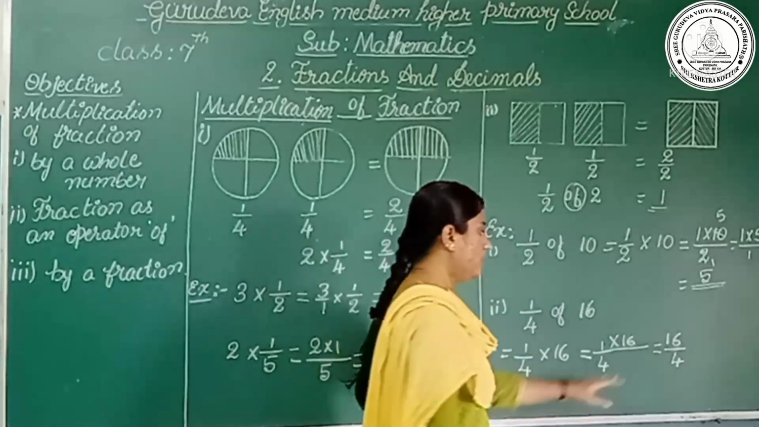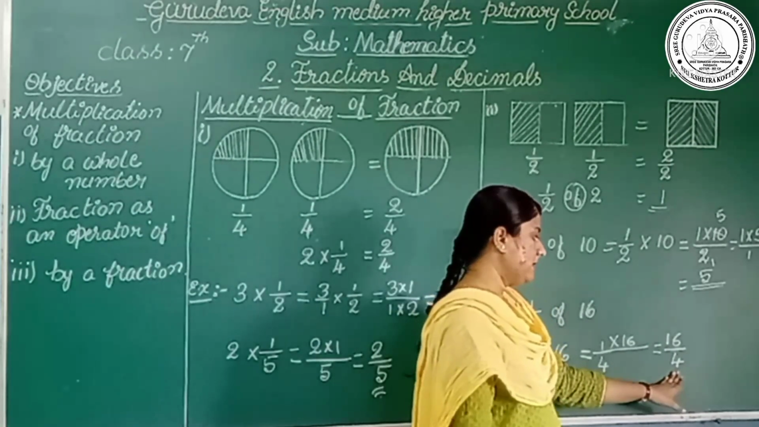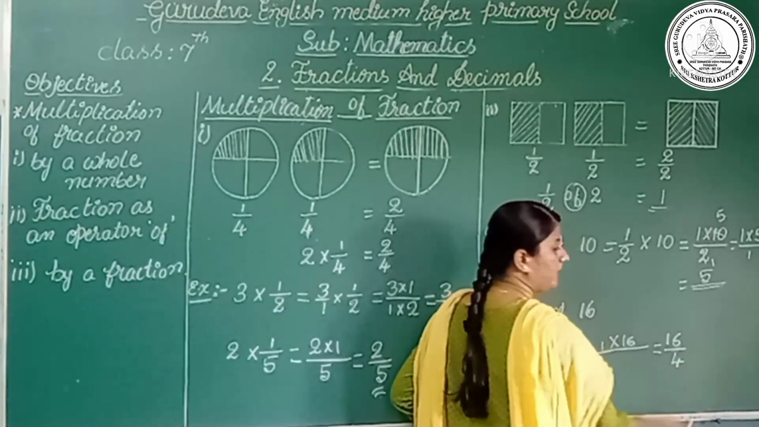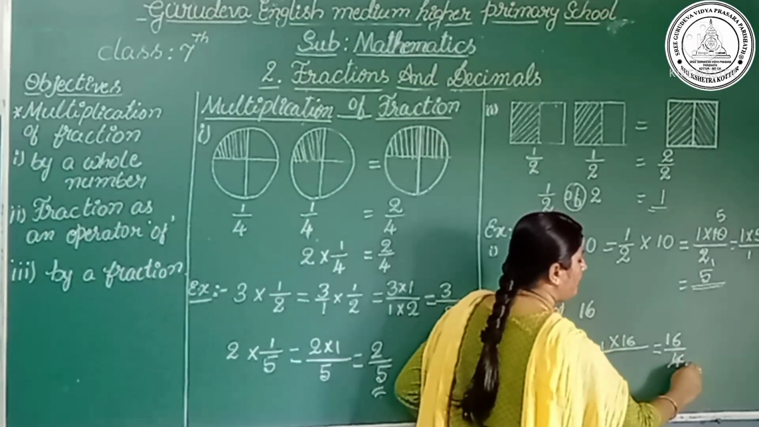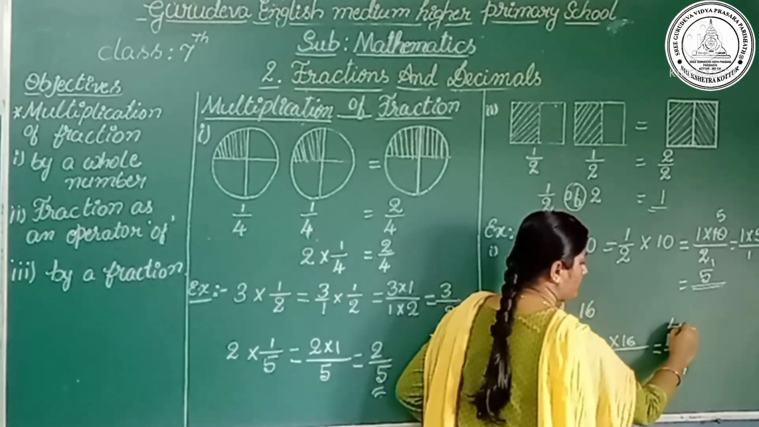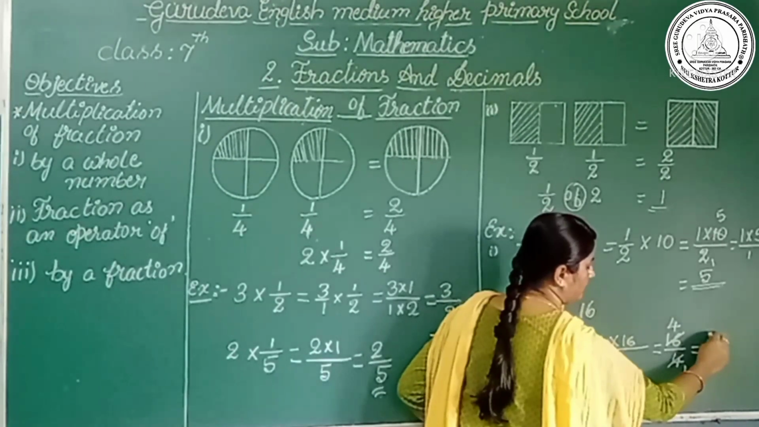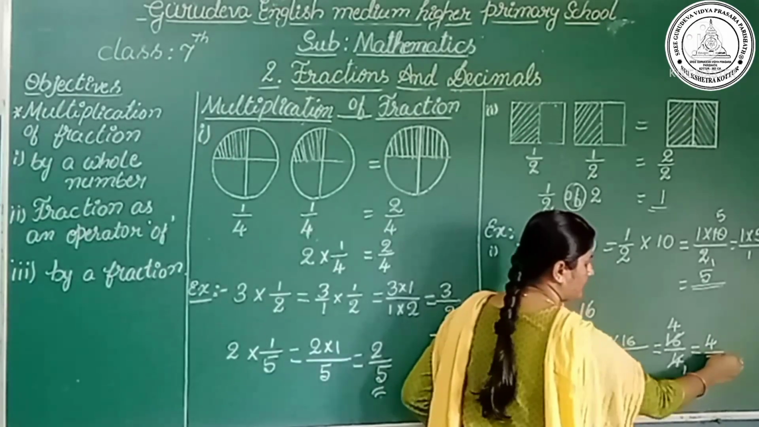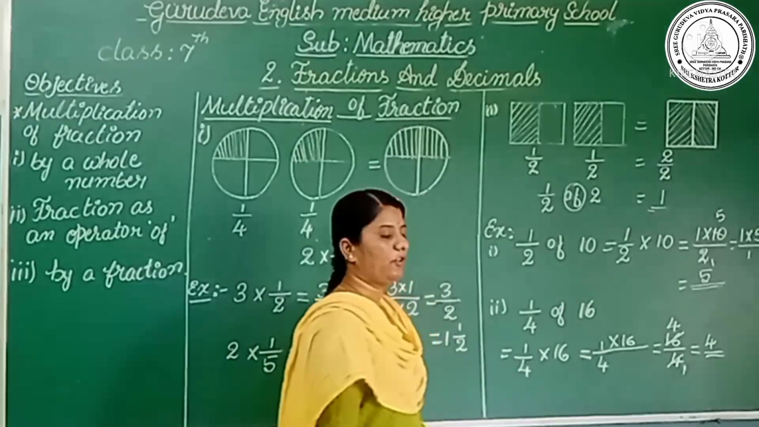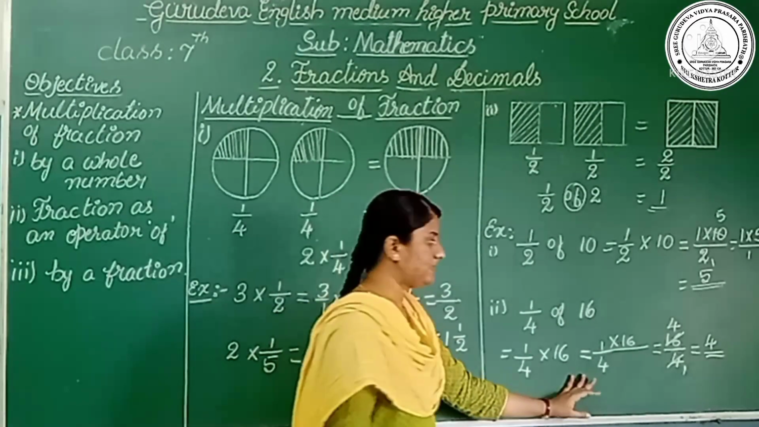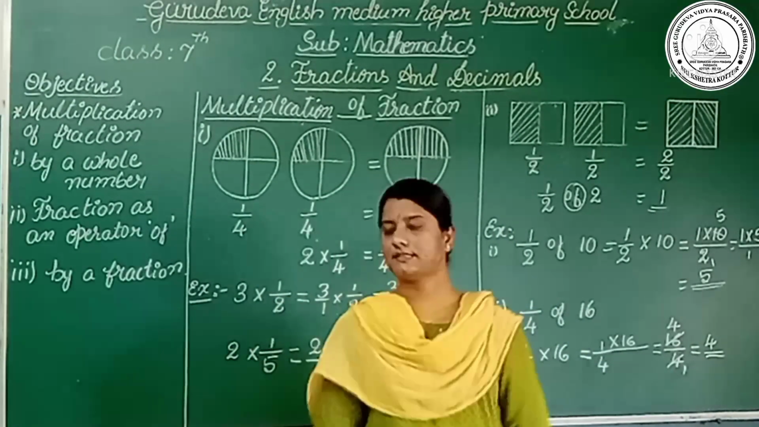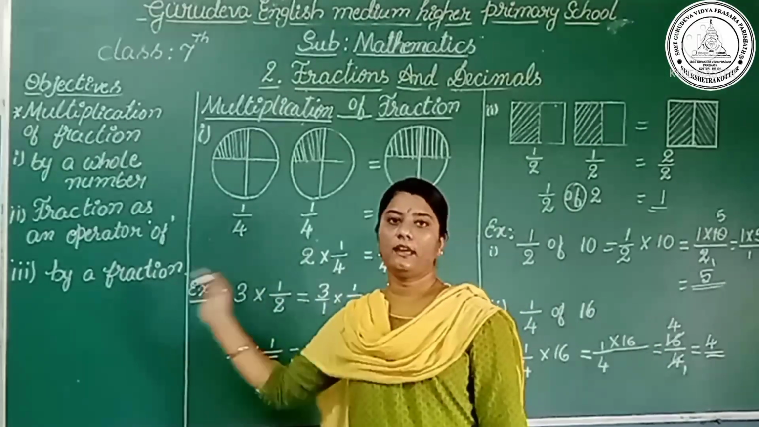You may observe here 16 and 4 are multiples. Right? So 16 is a multiple of 4. We can simplify this. Yes, simplify here. I will divide 16 and 4 by 4. So 4 ones are 4, 4 fours are 16. So which is equal to 1 times 4 divided by 1. So it is not necessary to keep 1 in the denominator. So the product is equal to 4. So 1 by 4 of 16 is equal to 4. Right? Is it clear? Yes.